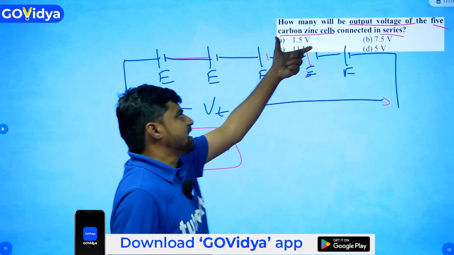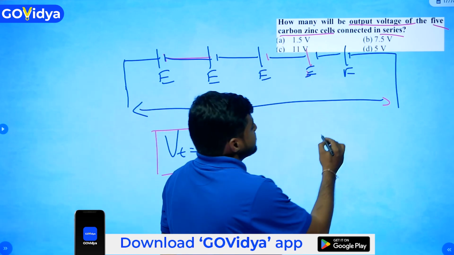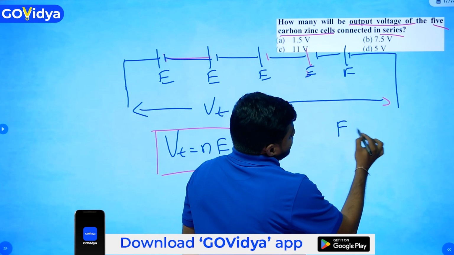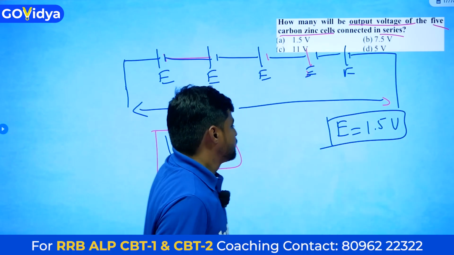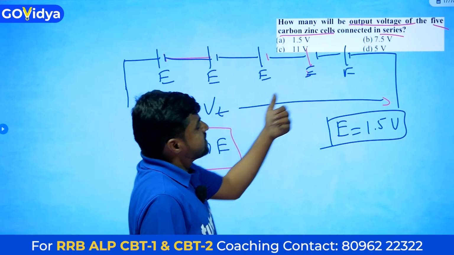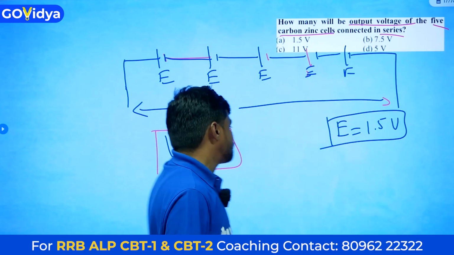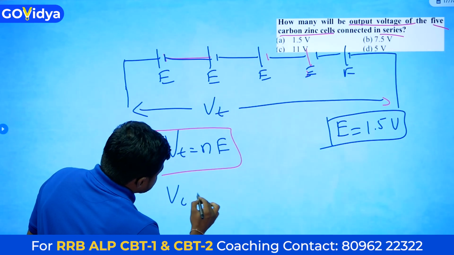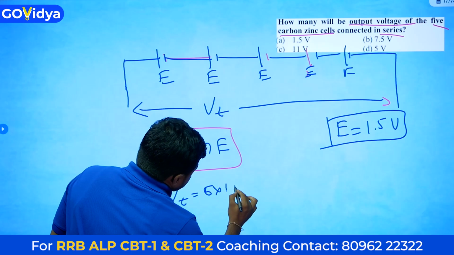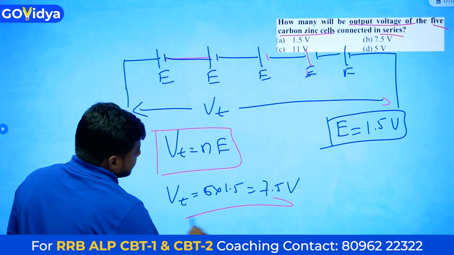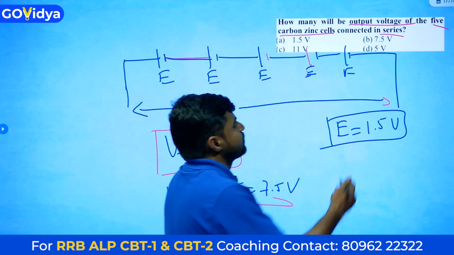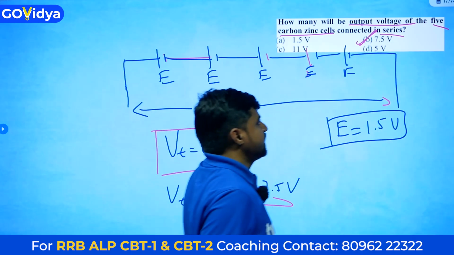Here, carbon zinc cell average EMF is 1.5 volts. Number of cells N is equal to 5. Vt is equal to 5 into 1.5 is equal to 7.5 volts. Terminal voltage is 7.5 volts. Option B is the correct answer.